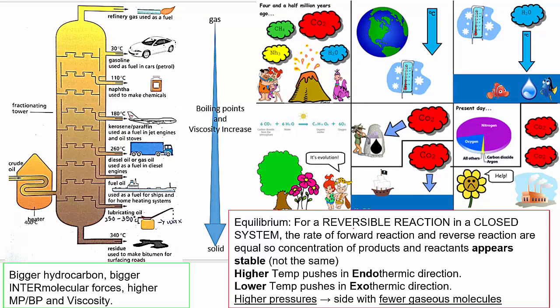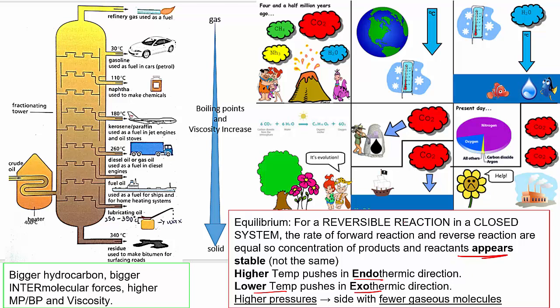Equilibrium is when a reversible reaction occurs in a closed system. The rate of forward and the reverse reaction are equal, so the concentrations appear to be stable, but you do have reactions forward and reverse going on at the same time. If you were to increase the temperature, the reaction wants to go in the endothermic direction. If you lower the temperature, the reaction will shift or move in the exothermic direction. If you increase the pressure, the reaction shifts to the side with less gaseous molecules. If you lower the pressure, the reaction moves to the side with more gaseous molecules.